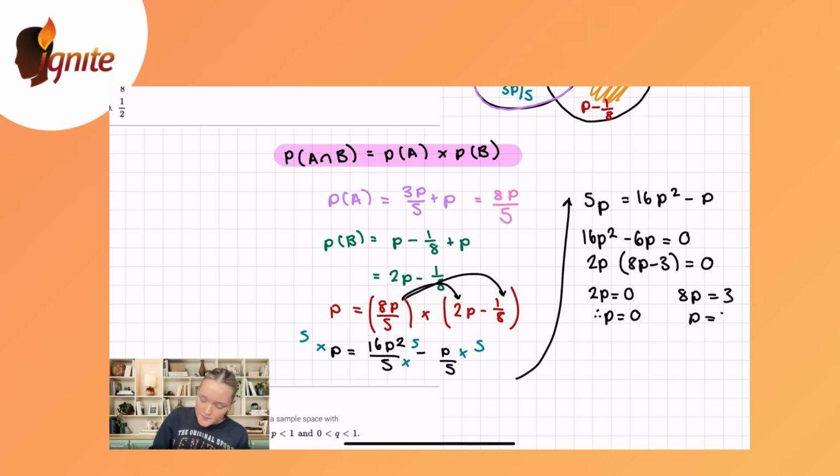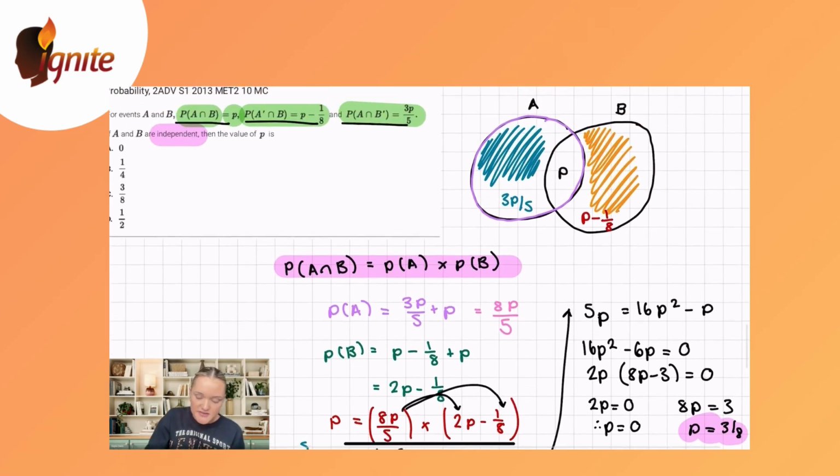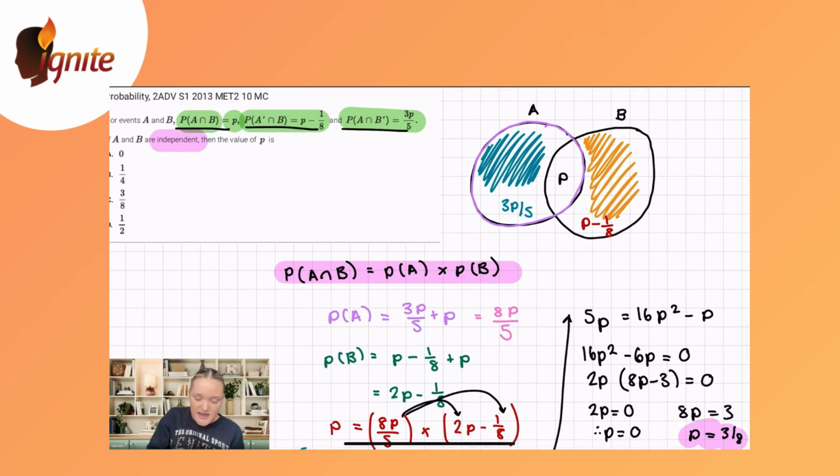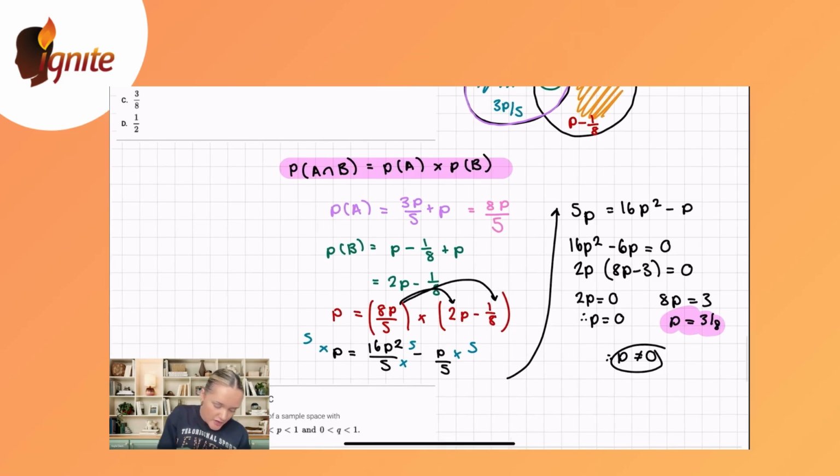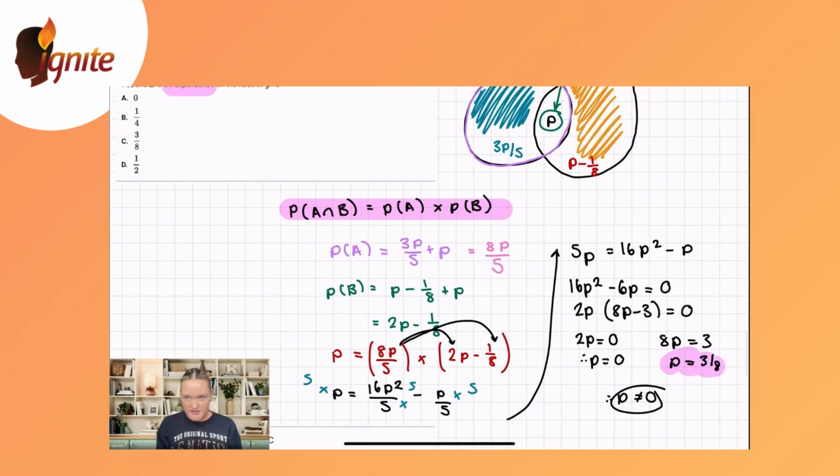So therefore, P is equal to 3 on 8 is my only value here, because my p-value cannot equal 0. So that's super important there. Your p-value can't equal 0 because we know that they're independent events and that their intersection does exist. So if there was a probability of 0 in your intersection, that just wouldn't exist. So it has to be greater than 0 here. So therefore, P is going to equal 3 on 8, which is option C in my multiple choice. So that's how we can use independent events to answer these probability notation questions.